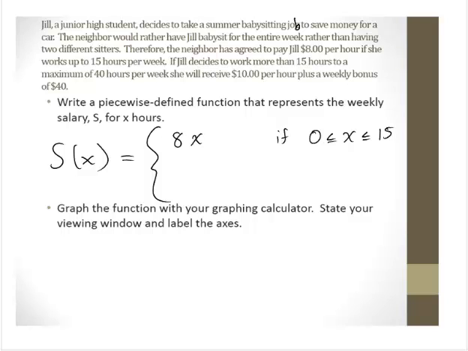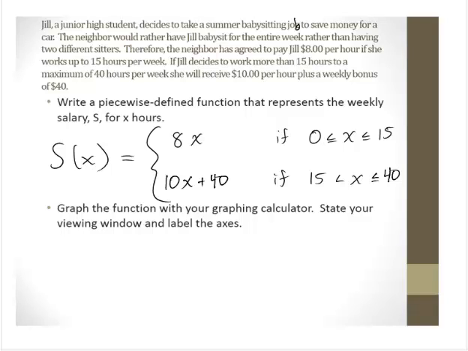8x. However, if Jill decides to work more than 15 hours to a maximum of 40 hours, so if 15 is less than or equal to x, that would be strictly greater than 15, less than or equal to 40. Then her pay is $10 per hour plus a weekly bonus of $40. So there's our piecewise defined function.